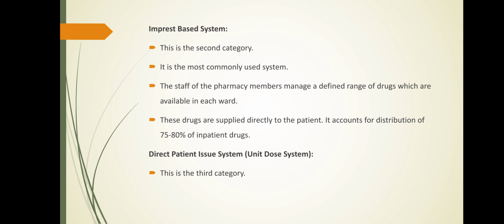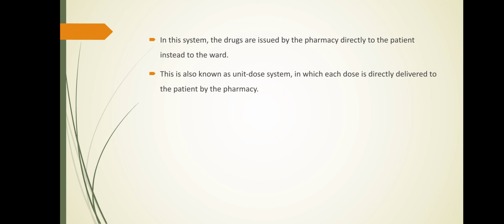through this system. Next is the direct patient issue system. It is the third category. In this system, the medications will be issued directly from the pharmacy to the patient instead of the wards. So it is also known as the unit dose system, and in this each dose is delivered to the patient directly from the pharmacy department.